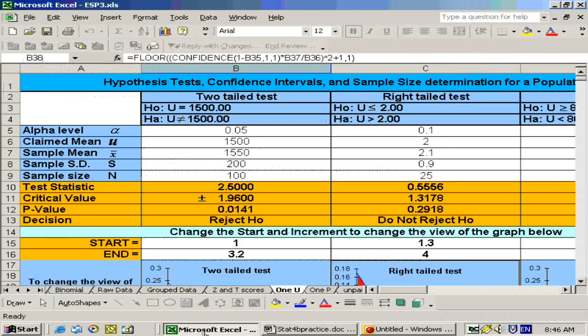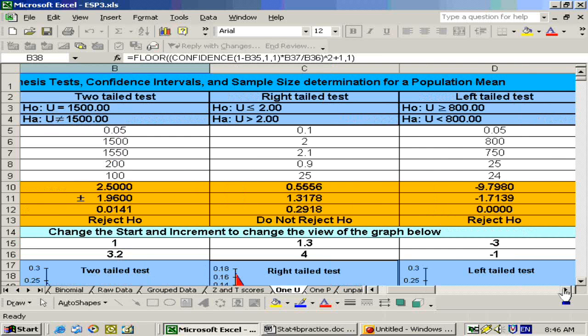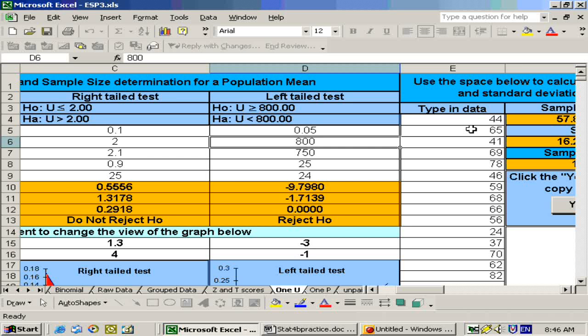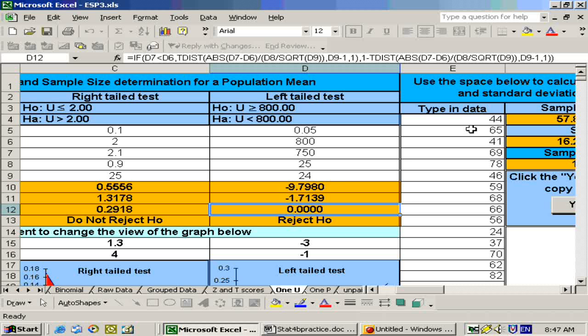We want to go to the 1mu sheet, and we are doing a left tail test because the alternate hypothesis was that it was less than 800. Put in your alpha level, which is 0.05, your claimed mean, which is 800, your X bar is 750, your sample standard deviation is 25, and the sample size N was 24. And we get our test statistic, our critical value, and our p-value, and the decision right there to reject the null hypothesis.